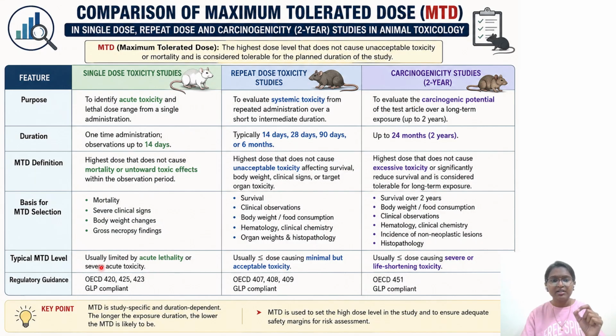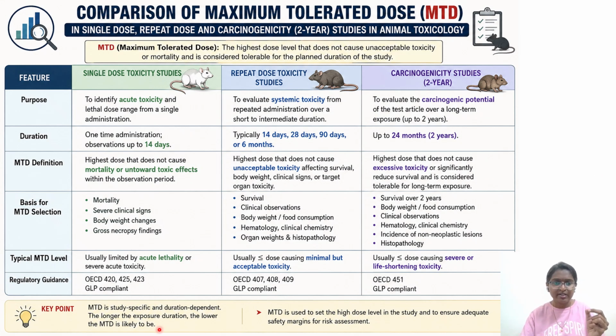Okay. Typical MTD level is usually limited by acute lethality or severe acute toxic effects, usually less than or equal to the dose causing minimal but acceptable toxicity. This term is very important, less than or equal to. They are also usually less than or equal to the dose causing severe or life-threatening toxicity. Animals should not die here. Okay. So hope this was a very interesting topic, I guess, for you to remember and learn, because it will be very challenging when you are working as a risk assessment toxicologist.